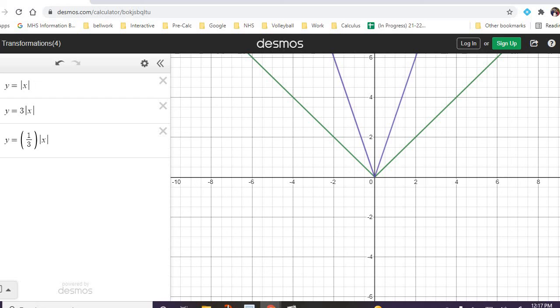Does that make sense? Or we can think about it like if I stretched it up, I'm going to bring it closer to my y-axis. Agreed? So on the opposite end of that, if I have something like 1/3, what's that going to do? It's going to make it wider or compress it away from my y-axis. Does that make sense? We okay with those?